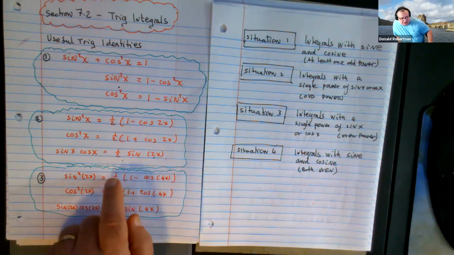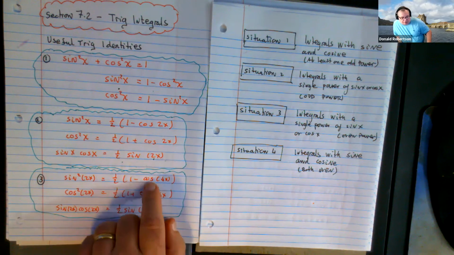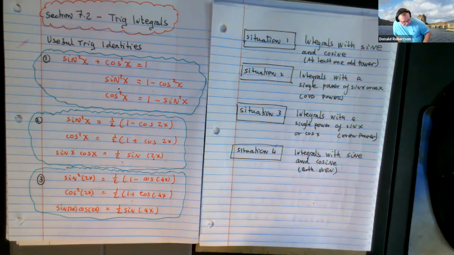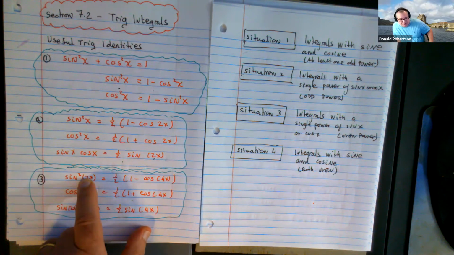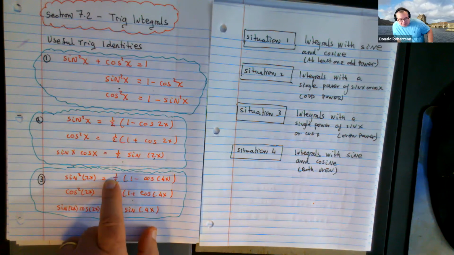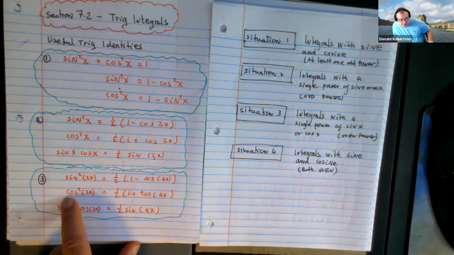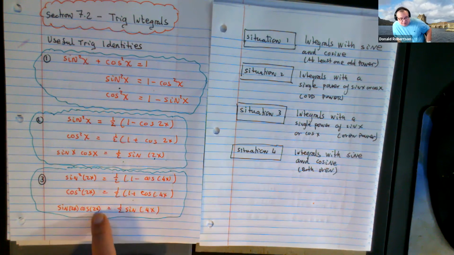And these 3 are probably the rarest. There's only going to be a couple of questions where you'll use these, but you need to know them for those questions. And this is how to change sine squared 2x. You've got a sine squared 2x, but you don't want that. You can turn it into a half of 1 minus cosine 4x. A cos squared 2x can be written as that, and a sine 2x cosine 2x can be written as that.